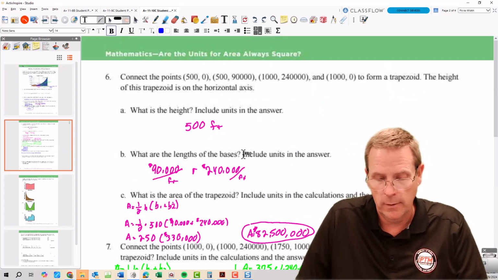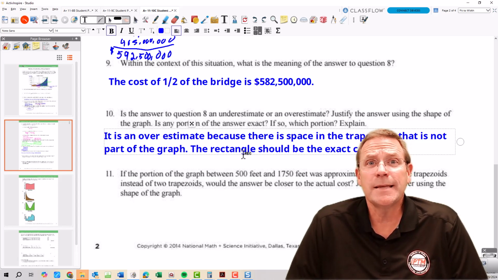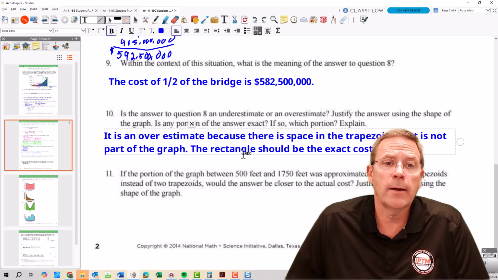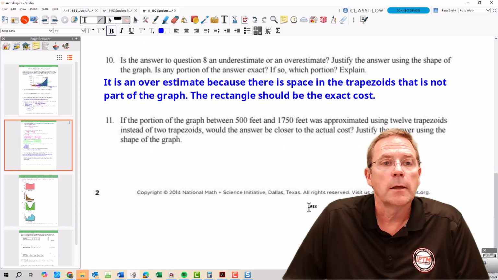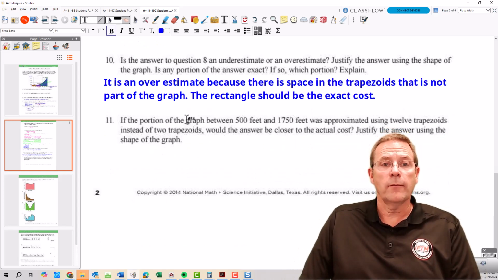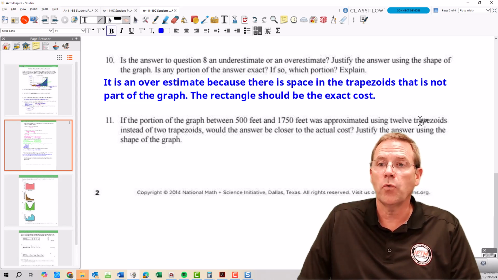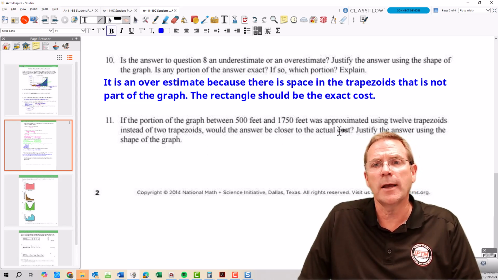So jumping back over here, you can see I typed in that it is an overestimate because there is space in the trapezoids that is not part of the graph. I also added that the rectangle should be the exact cost because that was the answer to this part that wanted to know, is any portion going to be the exact answer? And then we get number 11, which says, if a portion of the graph between 500 feet and 1700 feet is approximated using 12 trapezoids instead of 2 trapezoids, would the answer be closer to the actual cost? And if so, justify your answer using the shape.